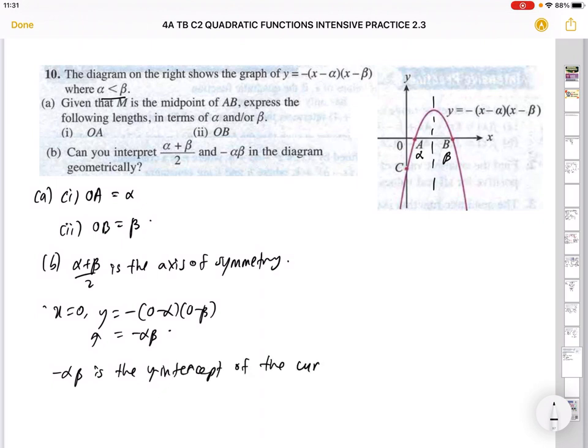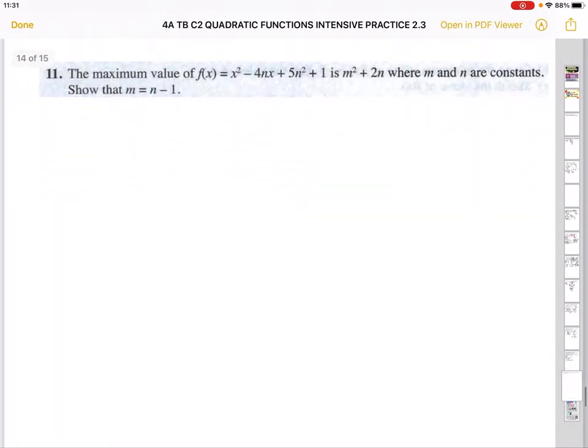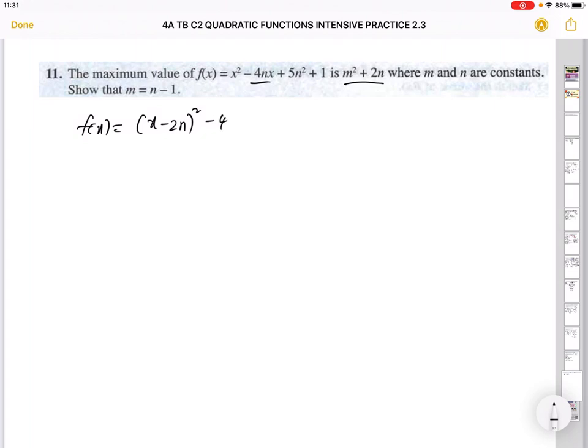Next one, number 11. Now the maximum value of this function is m squared plus 2n. I think we have to complete the square. So we take half of negative 4n, which is negative 2n. You square it, negative 2n squared is 4n squared. Now always remember, you always put a negative outside, regardless whether this value is positive or negative, because you're subtracting the additional term.